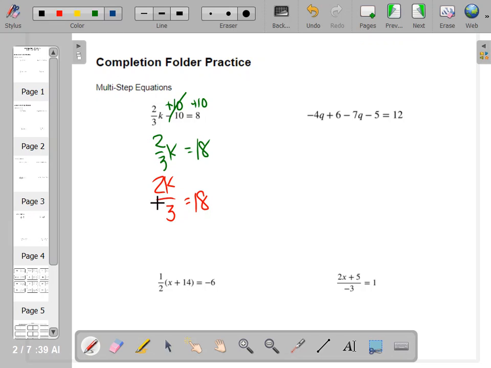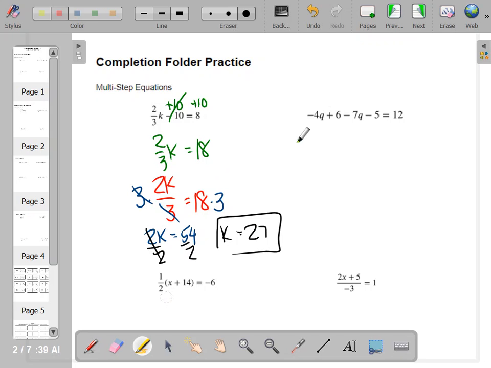Because now we realize, oh, this is a division, fraction bar denotes division, so to undo dividing by 3, I'm going to multiply both sides by 3, and 3 divided by 3 cancels out, and now I have 2k equals 54. So then my last step, I need to go ahead and divide both sides by 2, and I get k equals 27.